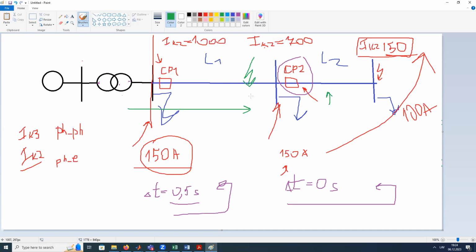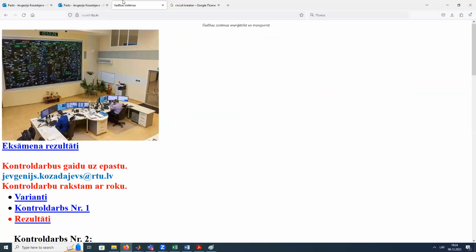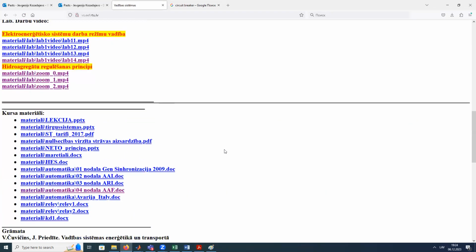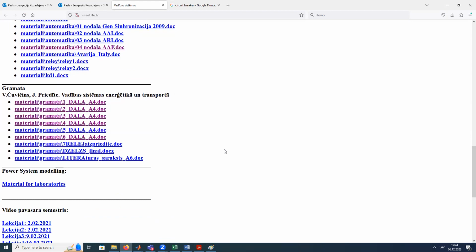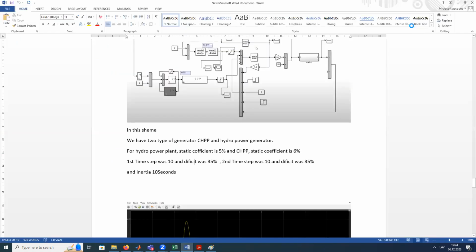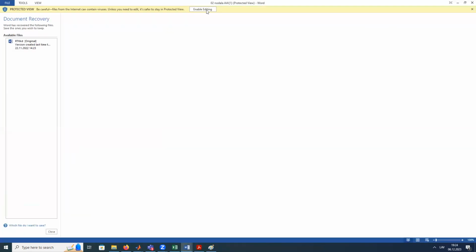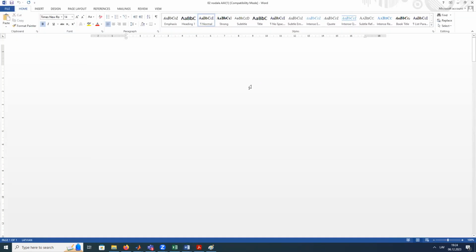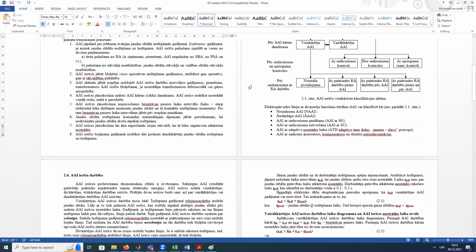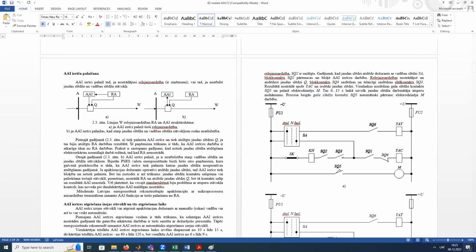Okay, so this is what you need to know about relay protection if we want to discuss the reclosing. The reclosing automation, I need to find where the reclosing is. Reclosing is here. Okay. I'm sorry again, this is in Latvian, but I use only figures. Only figures.